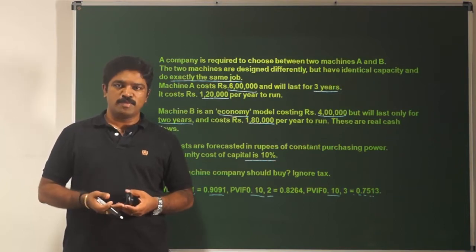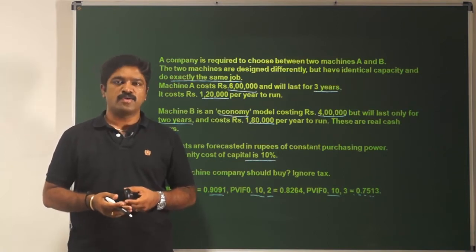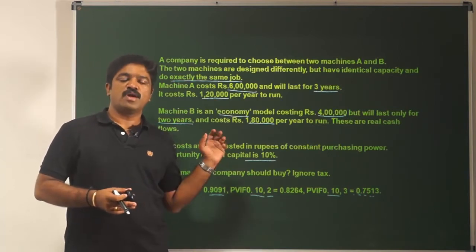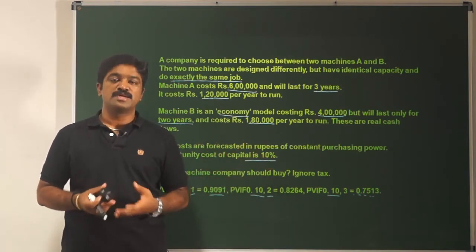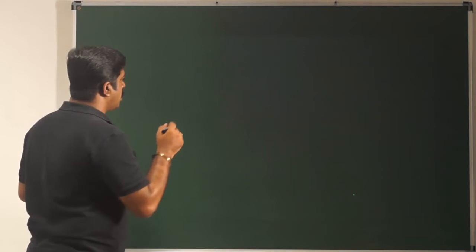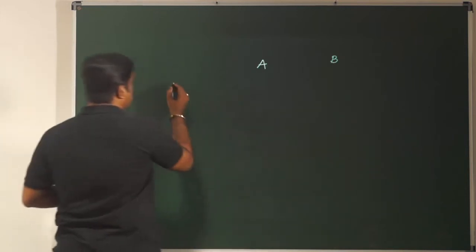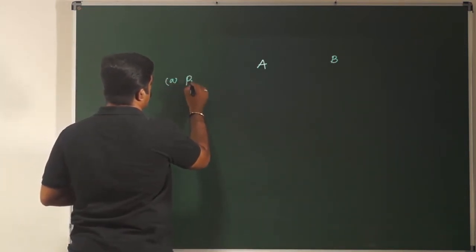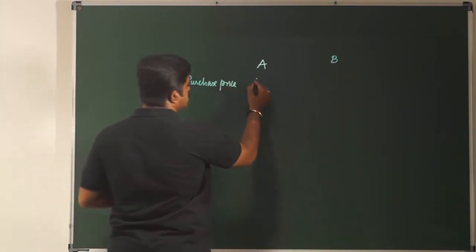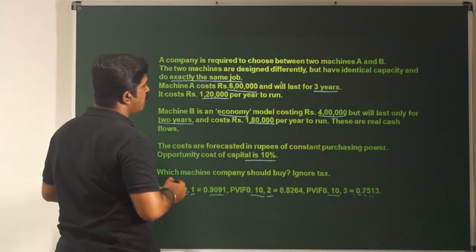So when you cannot apply NPV, when you cannot see the tangible benefit or the wealth that is added to the shareholders, then your decision should be based on those projects where your outflows are going to be lesser in terms of present value. Okay, so now let me capture this data. I have two machines, machine A and machine B. First let me capture the purchase price. Purchase price of machine A is 600,000, whereas purchase price of machine B is 400,000.